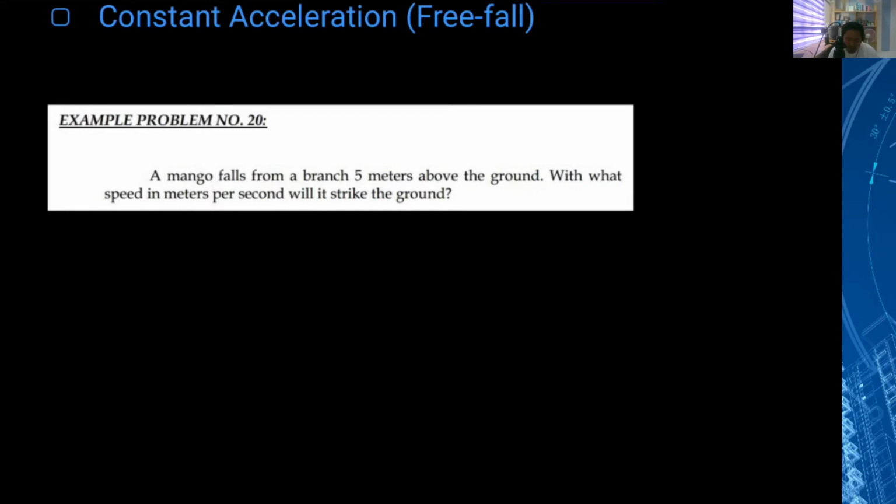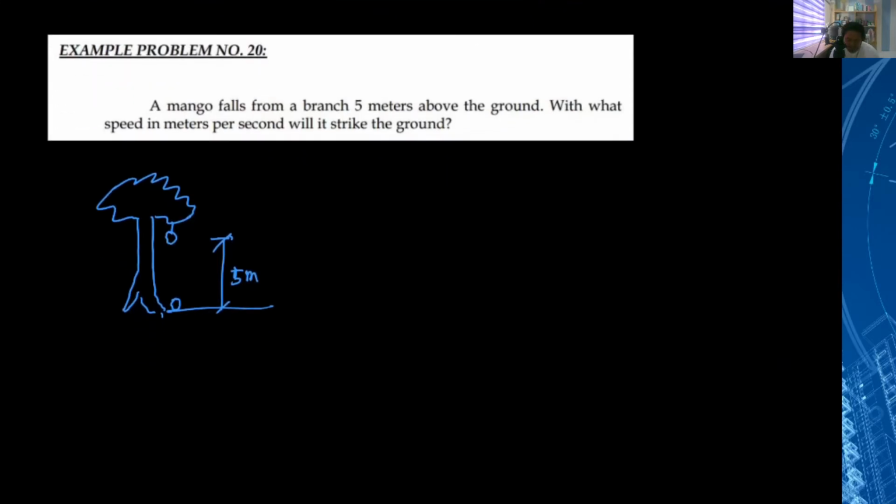Example problem number 20. A mango falls from a branch 5 meters above the ground. With what speed in meters per second will it strike the ground? Okay, so let's draw first the mango. Let's say this is a mango, and it strikes the ground here. So this is 5 meters. Given here is distance s equals 5 meters.